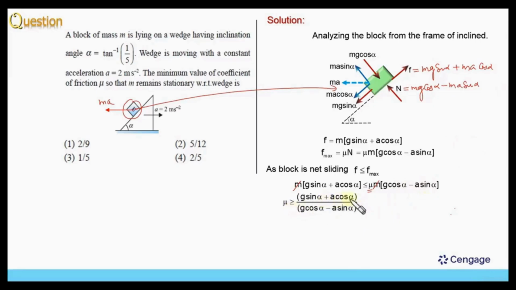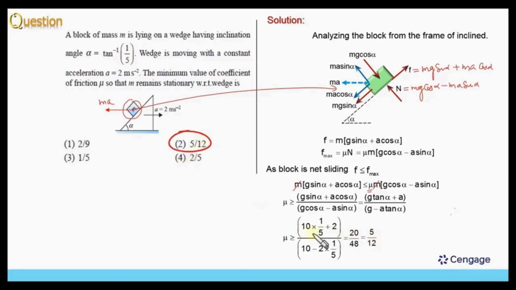And here we can take cos alpha as common because we are given the value of tan alpha. So if we take cos alpha, in the numerator we will have g tan alpha plus a, and in the denominator we will have g minus a tan alpha. So this is the final calculation. Now we can put the value of tan alpha, which is 1 by 5, g we are considering as 10 meter per second square, and a is equal to 2 meter per second square. After substituting the values, we will get 20 divided by 48. This we can write as 5 by 12. It means we can observe option number 2 is the correct option.